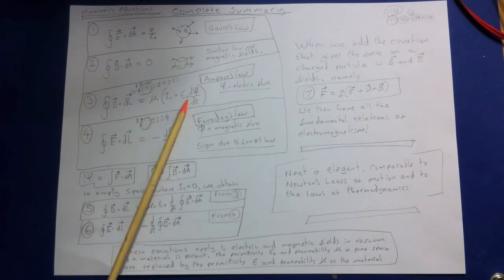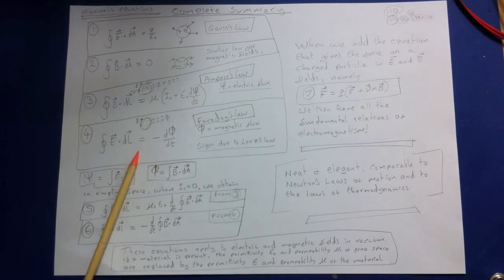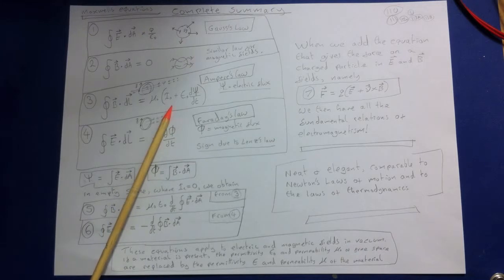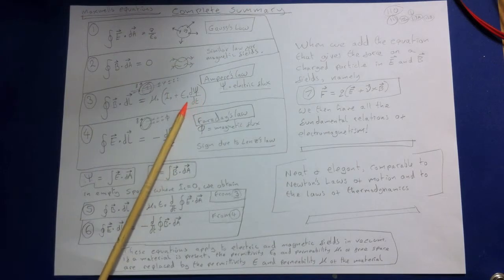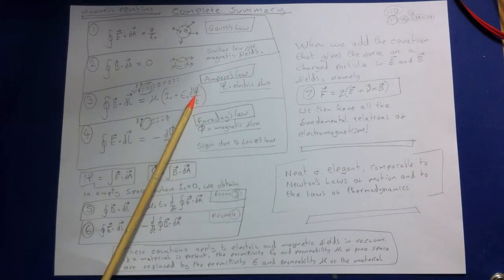So this is the displacement current. And the fourth is Faraday's law. Ampere's law states that both conduction current, IC, and displacement current, this term here, where this symbol represents electric flux, act as sources of magnetic field. So both of these act as sources of magnetic field, the normal current and this displacement current.